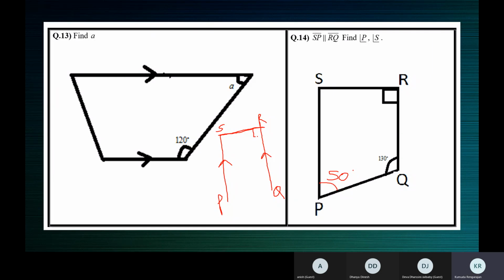What's the measure of angle R? 90 degrees, ma'am. So angle R plus angle S is equal to 180 degrees. Allied angles are supplementary because the lines are parallel. So 90 plus this angle is equal to 180. 180 minus 90 is 90. So angle S is equal to 90 degrees.